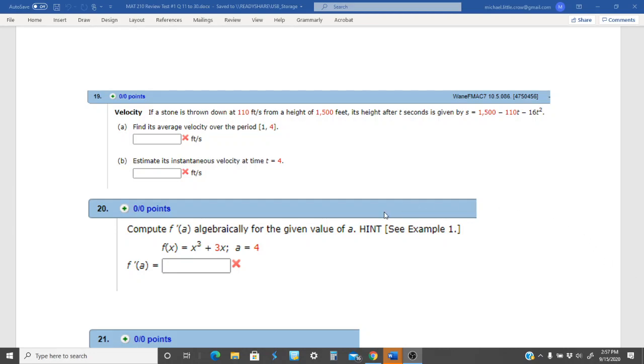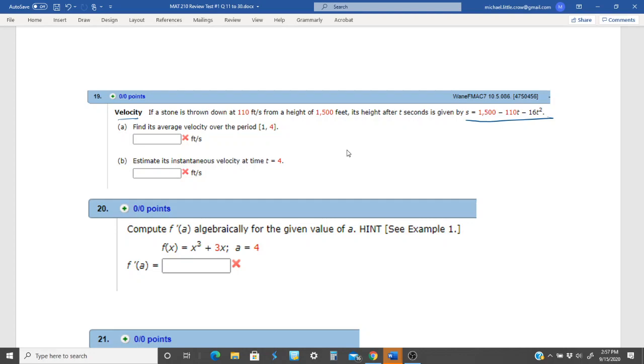So we'll pick up here with our test or exam 1 review, question 19, and we have a question about velocity. So we got some details about a stone. The thing we're most interested in is the equation of the position of the stone after so many seconds. So S is the height of the stone after so many seconds. It's a position function. When we take its derivative, we get the velocity function.